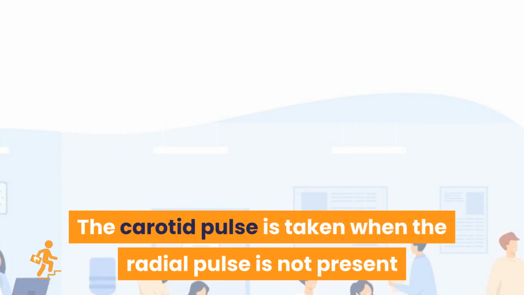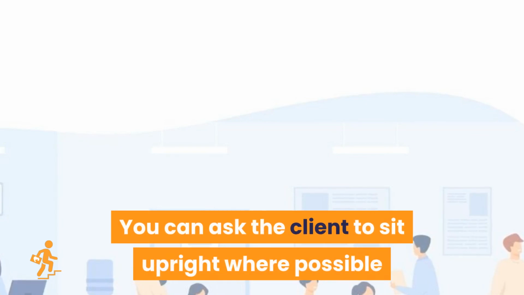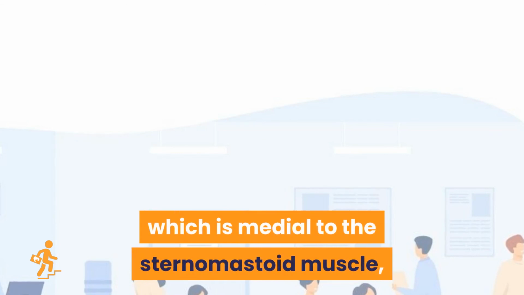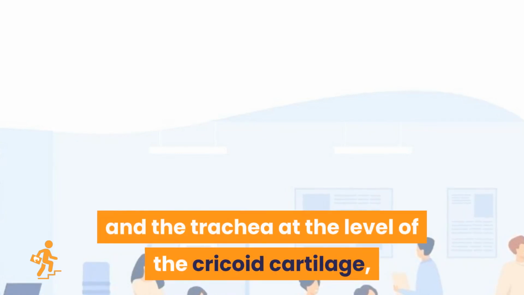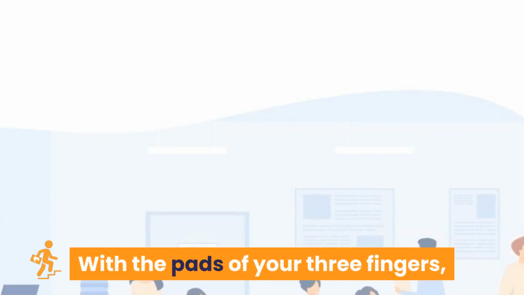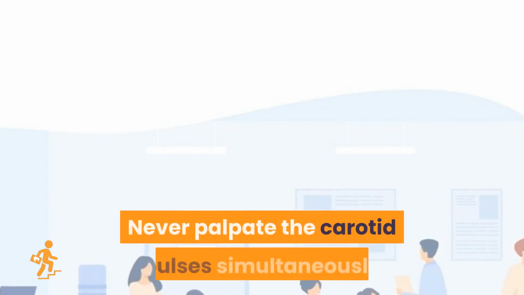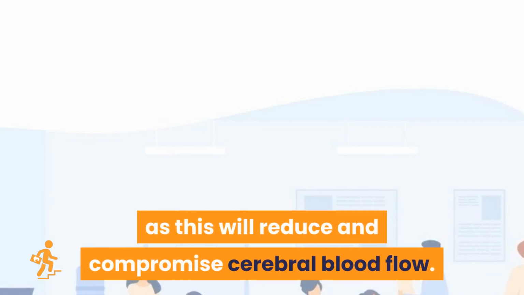The carotid pulse is taken when the radial pulse is not present or it is difficult to palpate. You can ask the client to sit upright where possible and locate the carotid artery, which is medial to the sternomastoid muscle. This is between the muscle and the trachea at the level of the cricoid cartilage, the middle third of the neck. With the pads of your 3 fingers, gently palpate the carotid artery one at a time. Never palpate the carotid pulses simultaneously, as this will reduce and compromise cerebral blood flow.